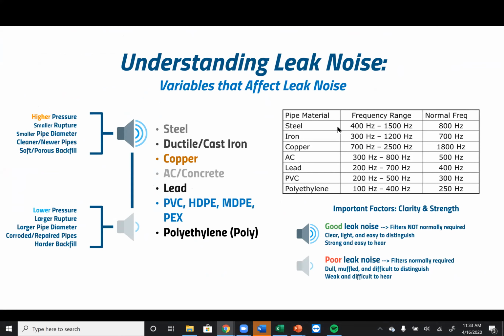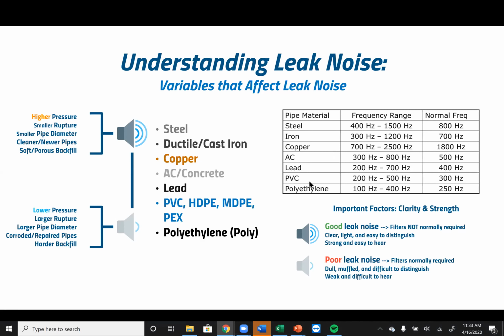As you can see with the different materials, sound is generated in a varying frequency range. And on the chart you see here, steel will generate a sound generally between 400 and 1500 hertz. Iron 300 to 1200 hertz. And as you get down to the softer materials, down to lead, PVC, and poly, they generate a sound in a much lower hertz. Think of this as the pitch.